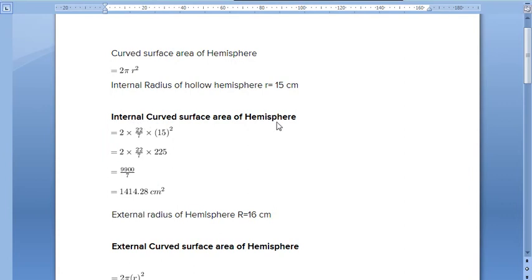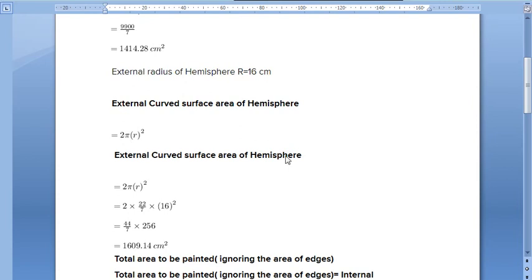Case number 1, where thickness is not considered. Internal curved surface is what? 2 pi r square, where r is 15. So do this solution and you will get 1414.28. Do it yourself. External surface area is what? Because that is 16, the external radius. Therefore 2 into 22 by 7 into 16 square. So solve this again. You will get 1609.14.